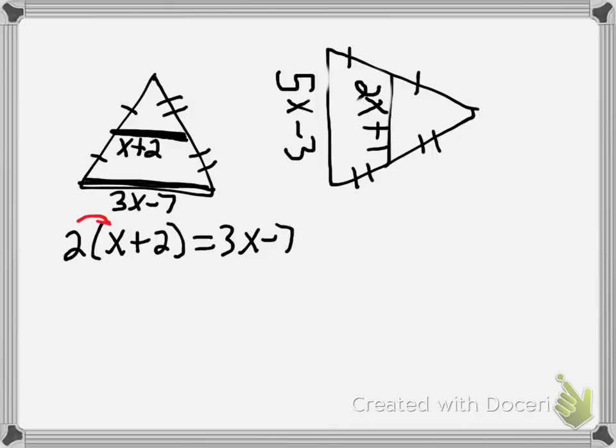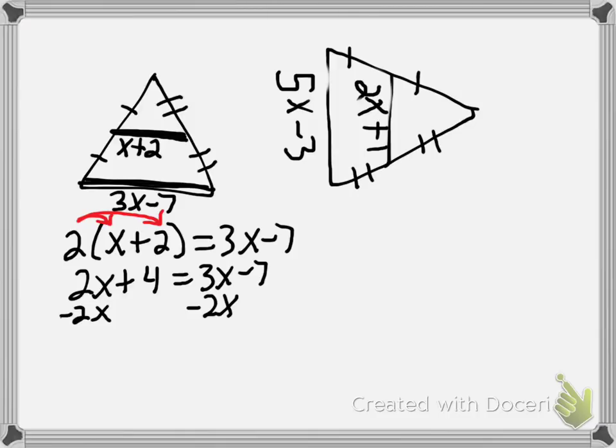Back from Math 1, so 2 times x, and I have to do 2 times 2. So 2 times x gives us 2x, and 2 times 2 gives us 4, equals 3x minus 7. Well, I have x's on both sides, so I'm going to have to move one of them. I will generally move the smallest one, so I'm going to subtract 2x from both sides. That gives me 4 is equal to x minus 7. So all I have to do is add 7 to both sides. So 7, 8, 9, 10, 11. So x is equal to 11.